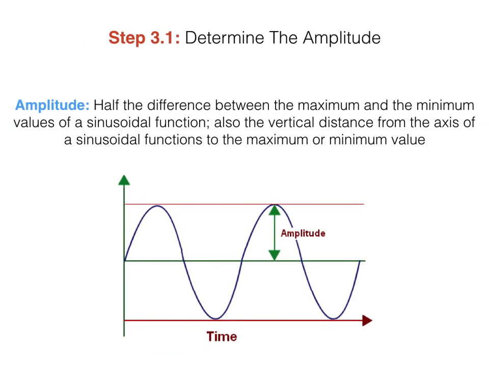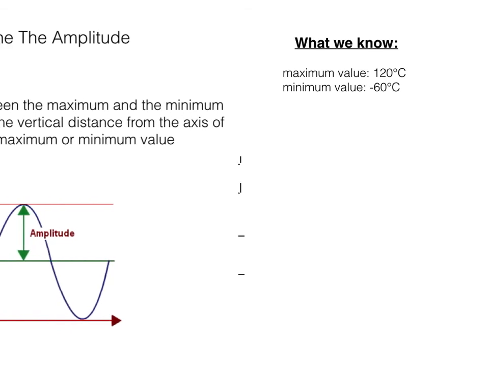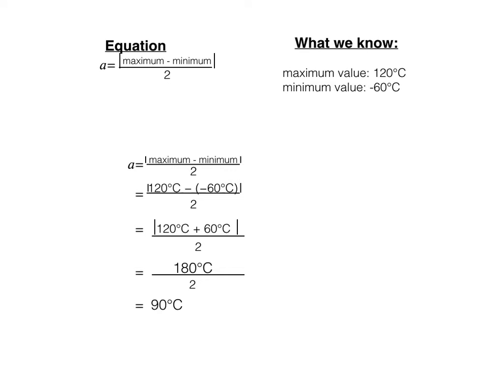Step 3.1, determine the amplitude. Before we find amplitude, we need to understand what it is. Amplitude is half the difference between the maximum and the minimum values of a sinusoidal function. It is also the vertical distance from the x-axis of a sinusoidal function to the maximum or minimum value. We can use the following equation to determine the amplitude. A equals the absolute value of the maximum minus the minimum, divided by 2.